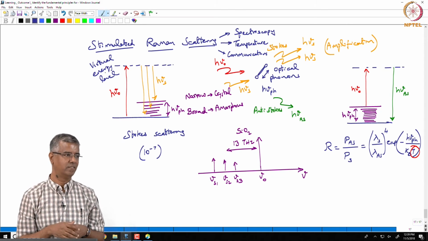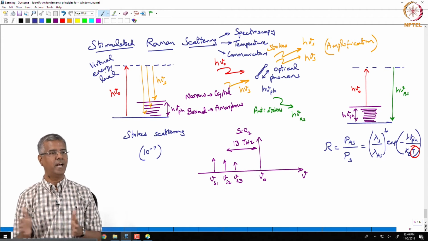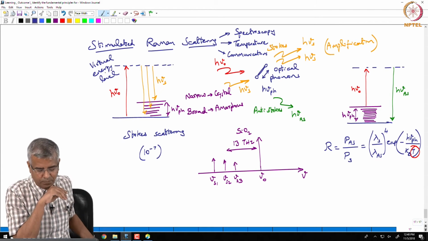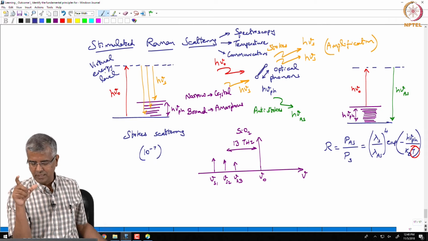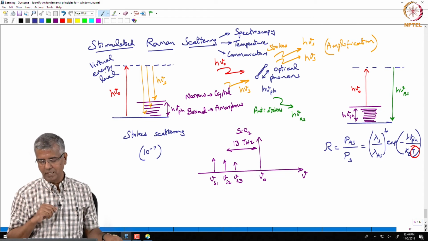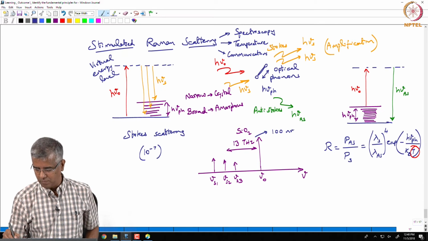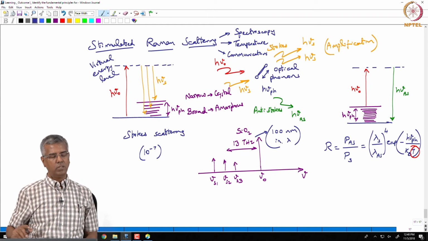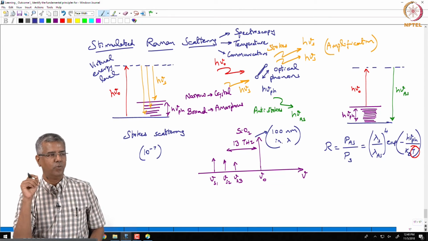Your pump energy, your pump wavelength. I said a 100 nanometer shift we have, right? So this is actually lower frequency. 13 terahertz is lower frequency compared to the incident frequency, or in terms of wavelength, it corresponds to 100 nanometers. So if I want gain at 1550 nanometers, what pump would I use?